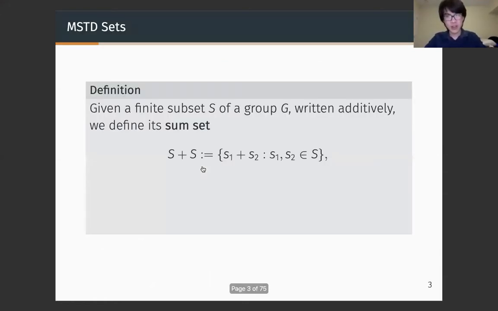So before we start, let's go through some of the definitions. For a finite subset S of a group G, where we write the operation of the group additively, we define the sumset to be the sum of all of the two elements s1 and s2 taken out from S. And the difference set is defined similarly.